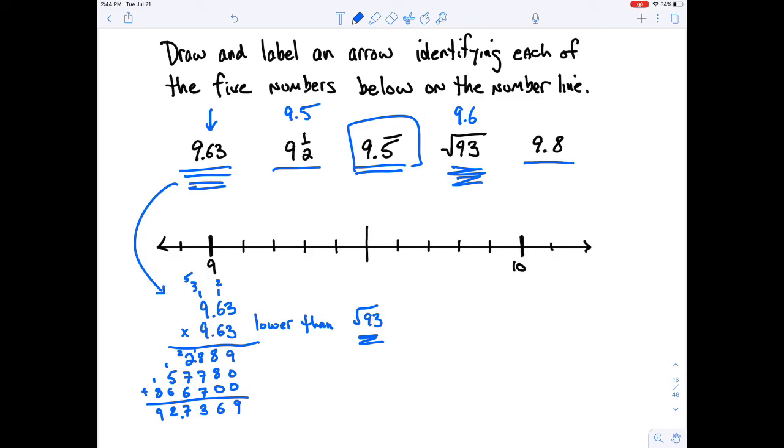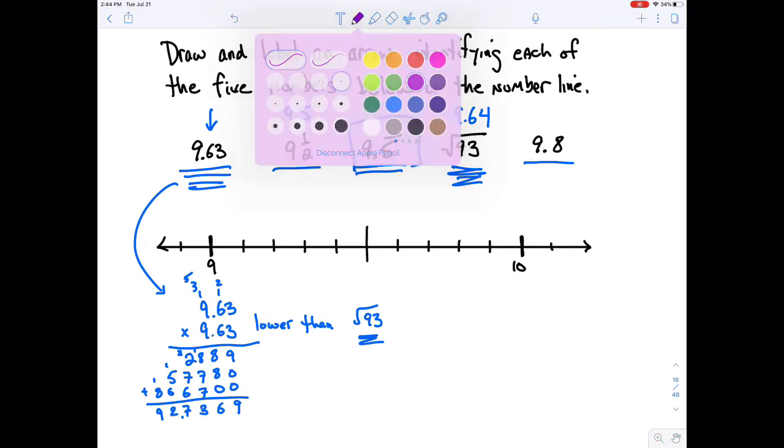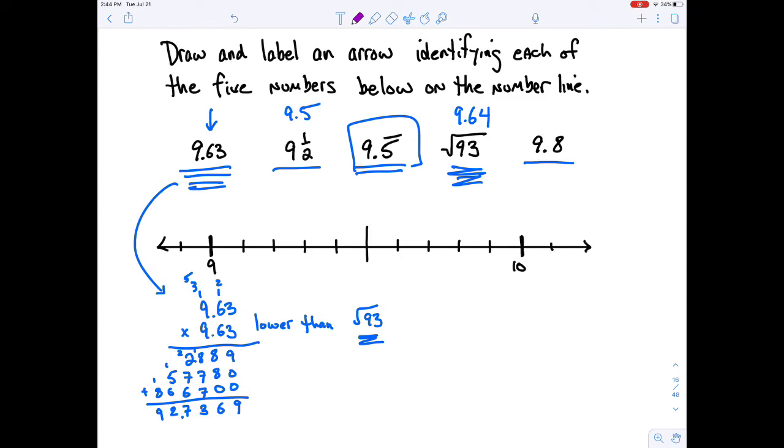I'm going to go ahead and just make up kind of a random number, 9.64, for example, just to give you an idea of where it goes on the number line. So with that in mind, I'll switch colors, get a little more precise, and let's finish this problem off. I have my 9 1/2. That goes right in the middle. I have 9.63. Well, here's 9.6. So 9.63 is about a third of the way, or 3/10 of the way over.